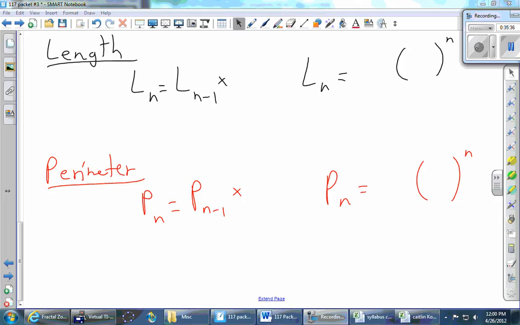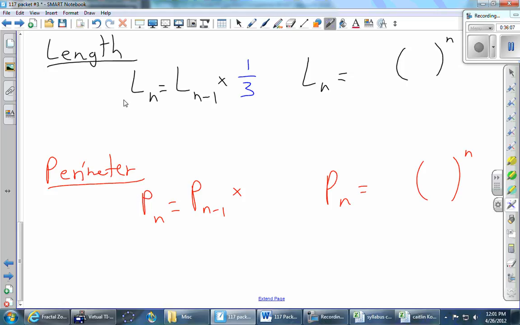Let's first focus on the length. Here's the formula for the recursive version of anything. The current number is equal to the last number times the magic multiplier, the ratio. For the length column, what did we keep multiplying by every time? It was 1/3. You could put divide by 3, but I'm going to always do a multiply. And in this case, it's a multiply by 1/3. That's the formula.